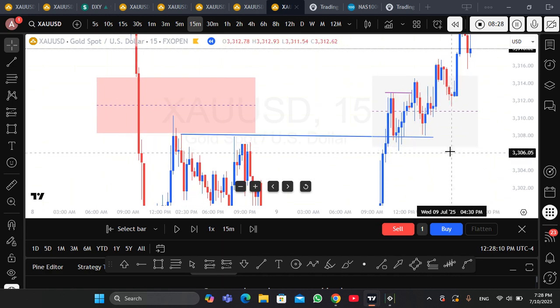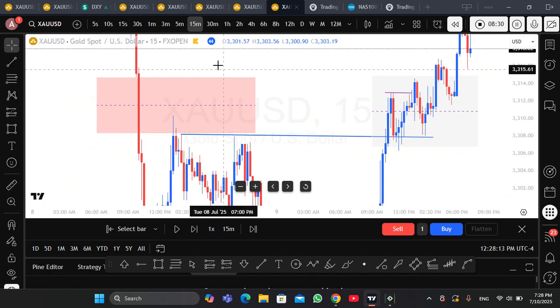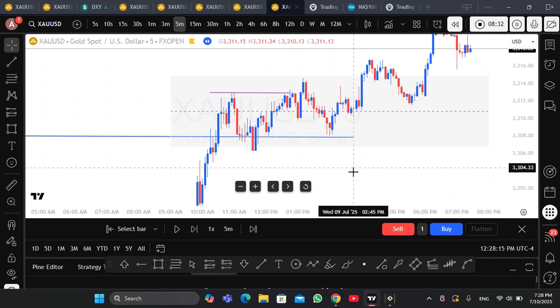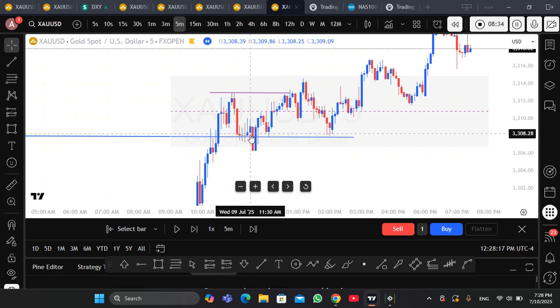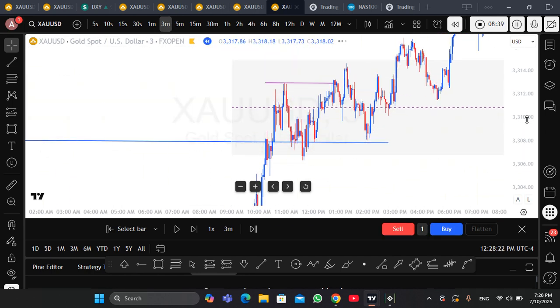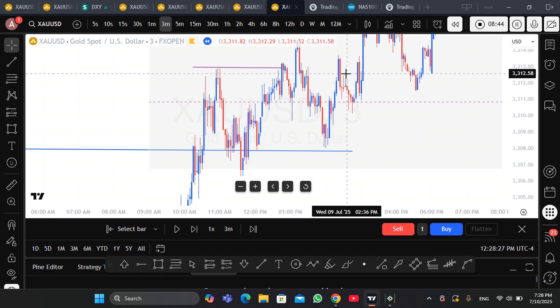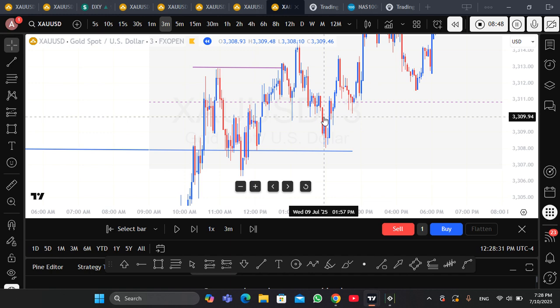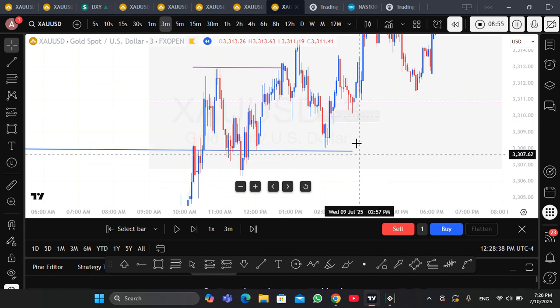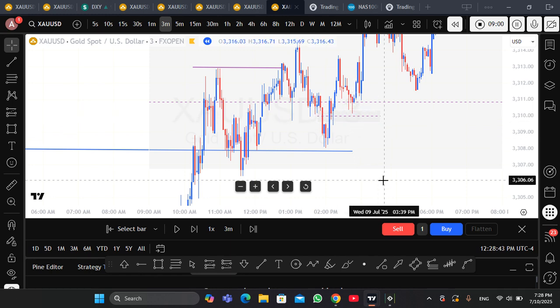Okay, we are here. On this area, we saw that the price returned to this turtle soup, and rapidly moved upward and made a change, an inverted fair value gap. This is an inverted fair value gap. When the price returned to check it, I made a buy in this area.